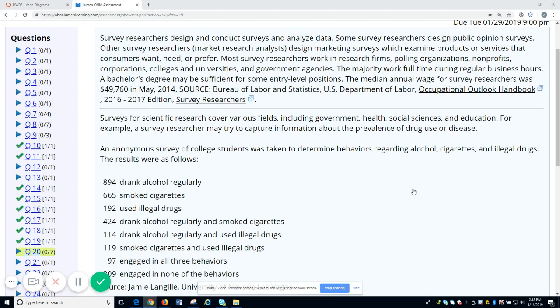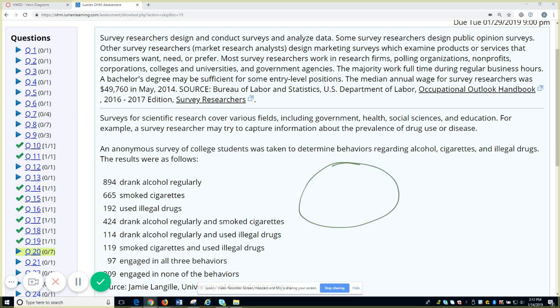Okay, so in this problem, we are given the results of the survey where people were asked about their use of alcohol, cigarettes, and drugs. That gives us three categories. That's a three-circle Venn diagram. All right, let's first fill in the Venn diagram.